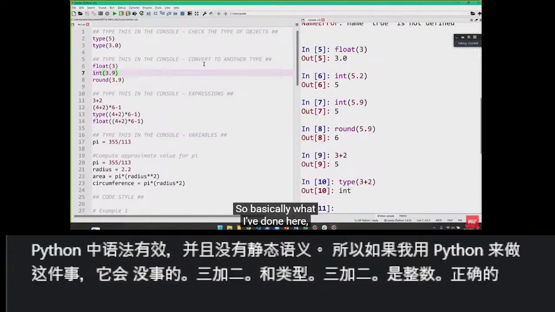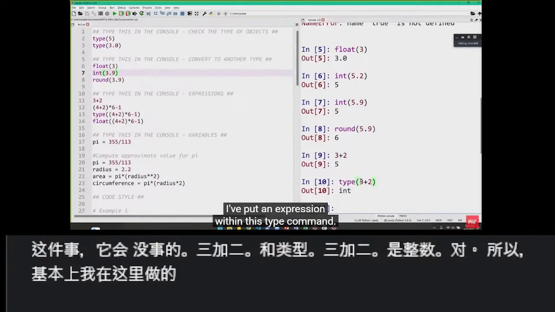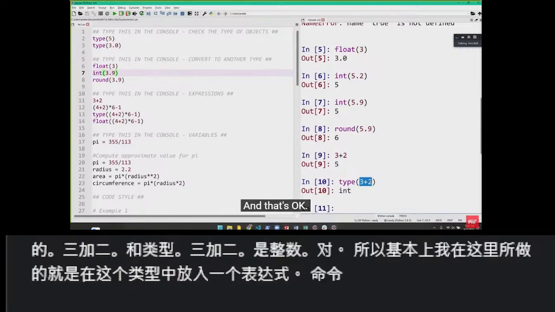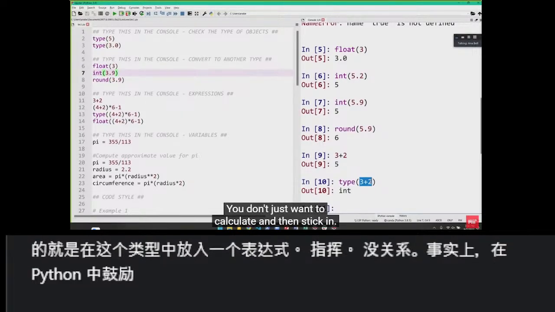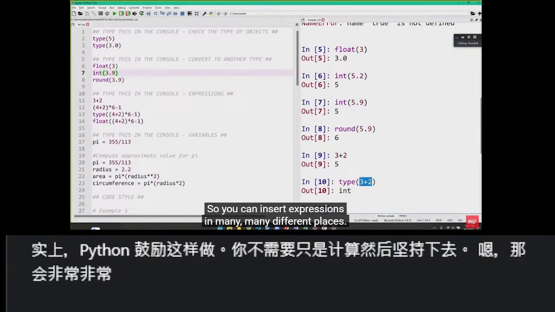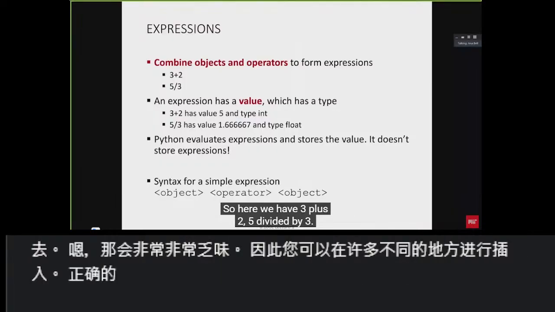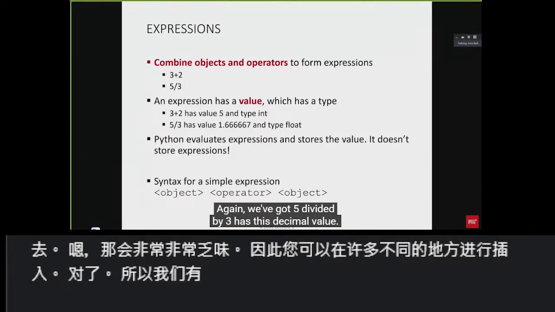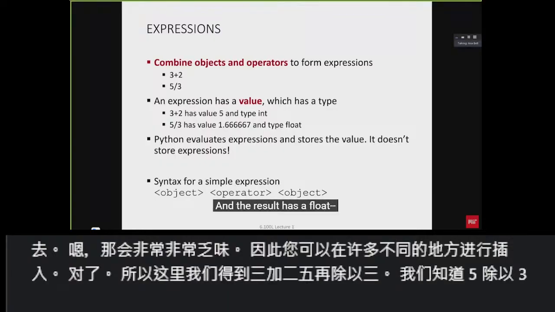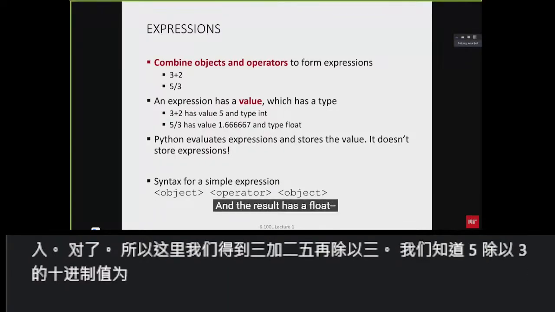So basically what I've done here, I've put an expression within this type command. And that's okay. That's, in fact, encouraged in Python. You don't just want to calculate and then stick in. That would be very, very tedious. So you can insert expressions in many, many different places. So here we have 3 plus 2, 5 divided by 3. Again, 5 divided by 3 has this decimal value, and the result is of type float.